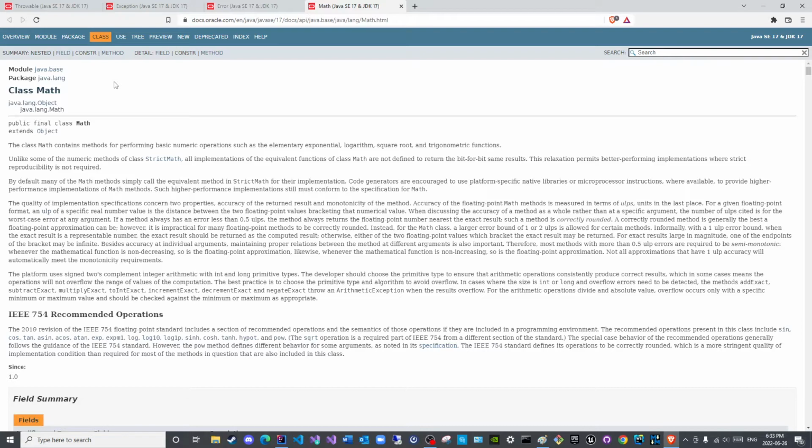However, these mathematical operations are not as simple as arithmetic operations. So it is not normally used for arithmetic operations such as addition or subtraction. You can use the operators for that. However, for more complex operations such as squaring, logarithmic operations, and trigonometric operations, you would use the Math class.